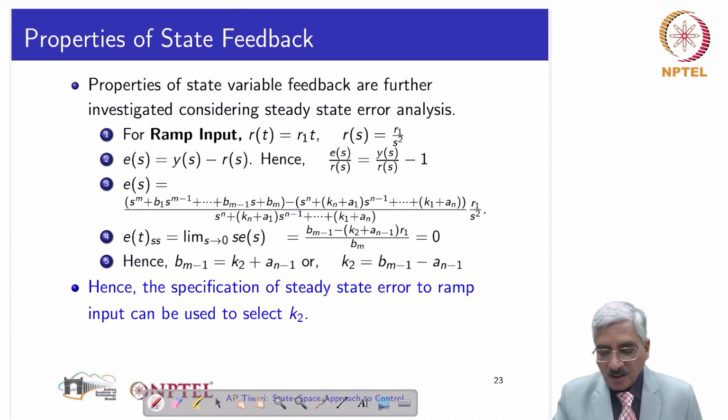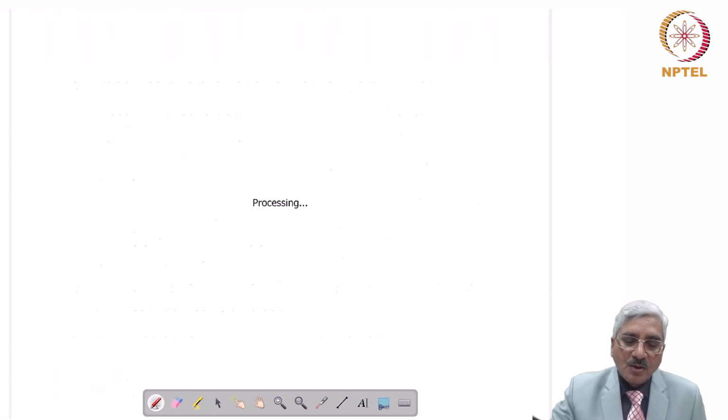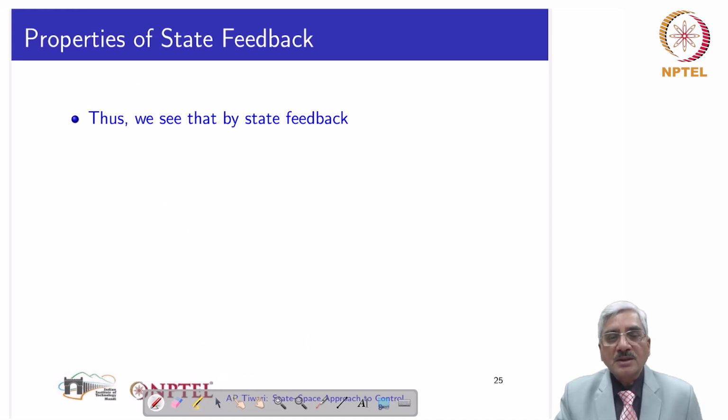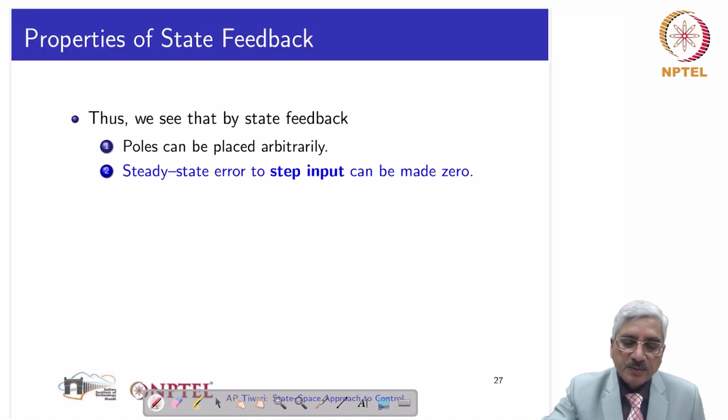That means that by pole placement and appropriate selection of the gain K2, we can force the steady state error to ramp input to 0. Similarly, we can force the steady state error to parabolic input to 0 by selection of K3 like this. And in this manner, based upon the steady state error analysis to step, ramp, parabolic input and other higher order inputs, we can make all the various steady state errors 0. So we get to these properties of state feedback.